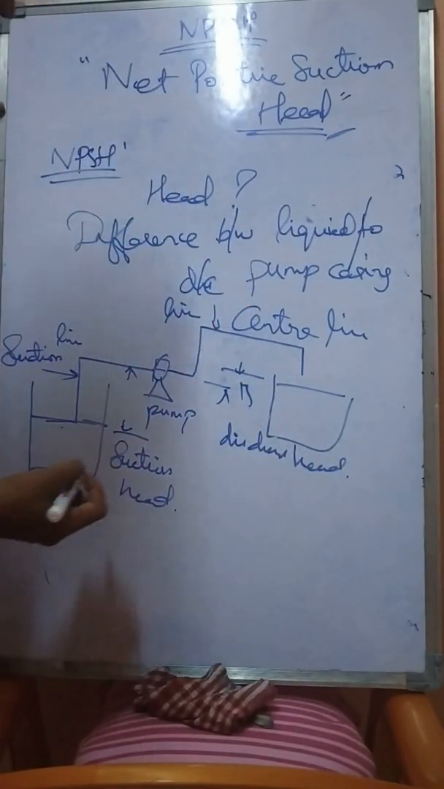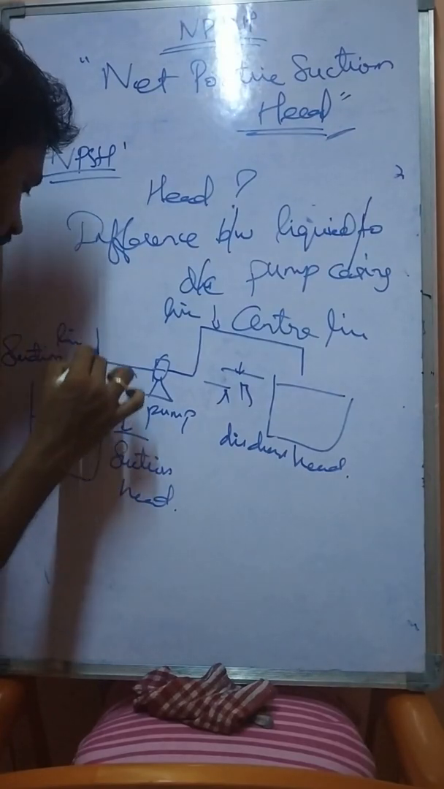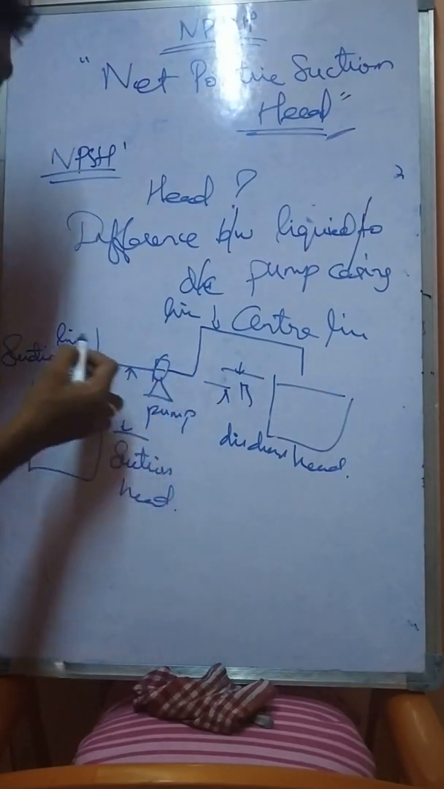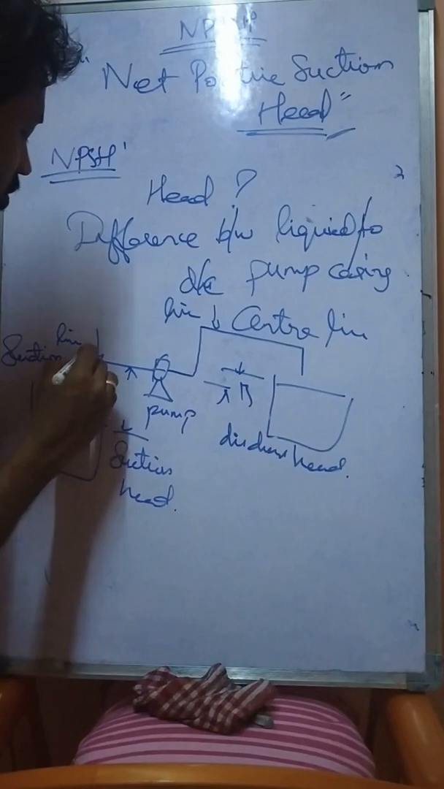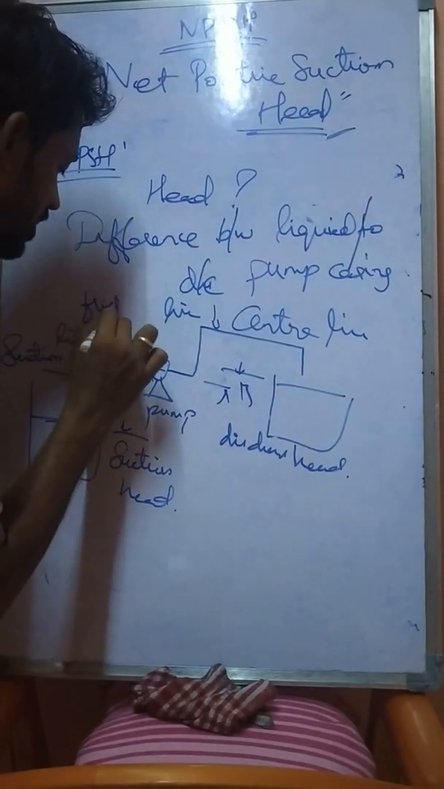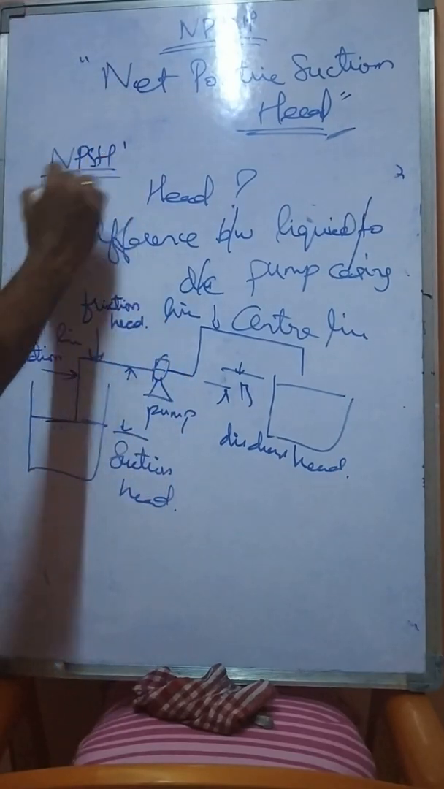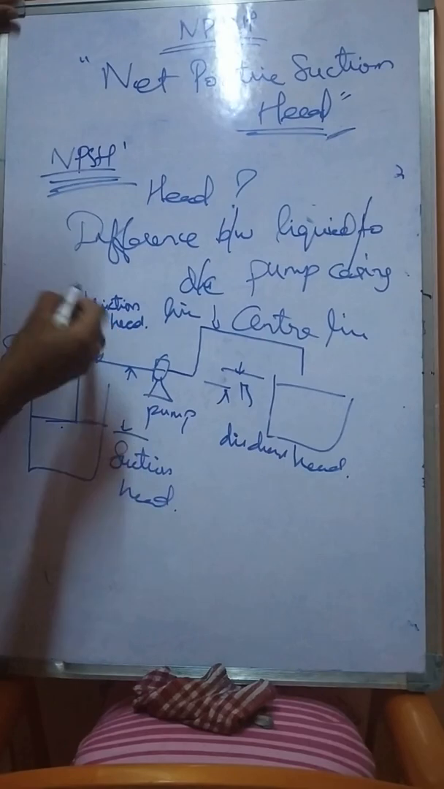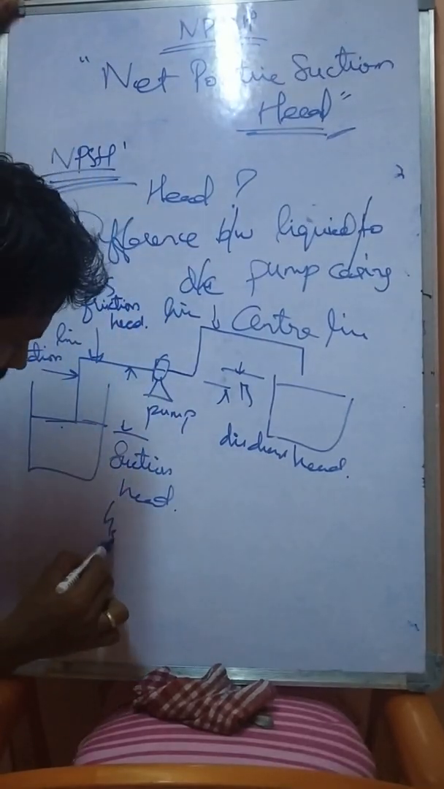One more thing is that friction will occur in these pipelines due to the fittings, bends and all, so due to complicated piping also. That is called friction head. It should also be taken into account while calculating the NPSH. This will be denoted by HFS, and suction head will be denoted by HS.